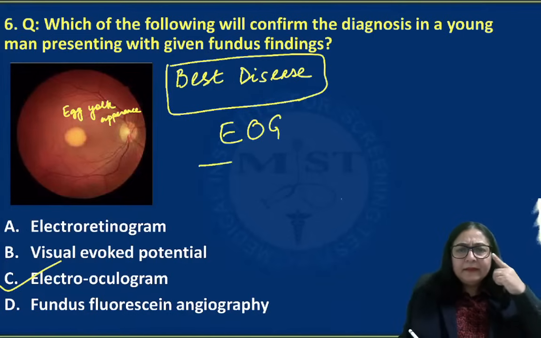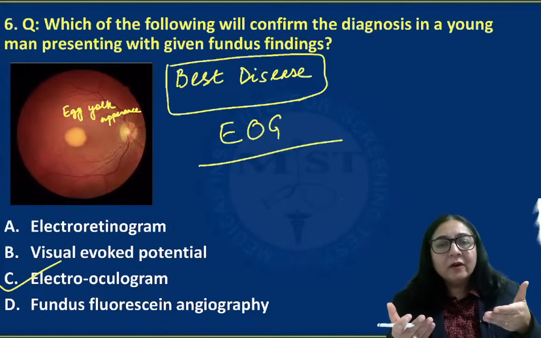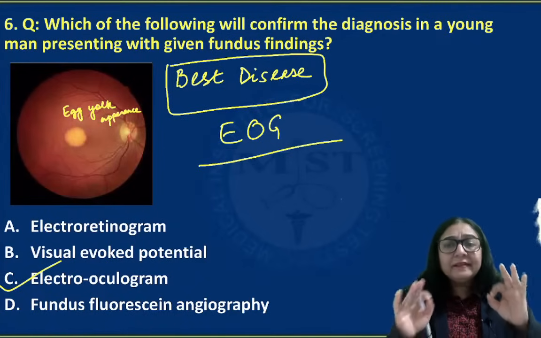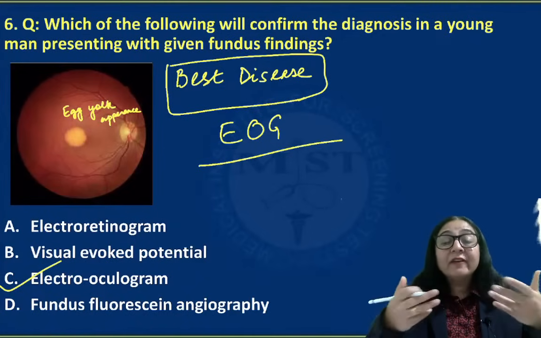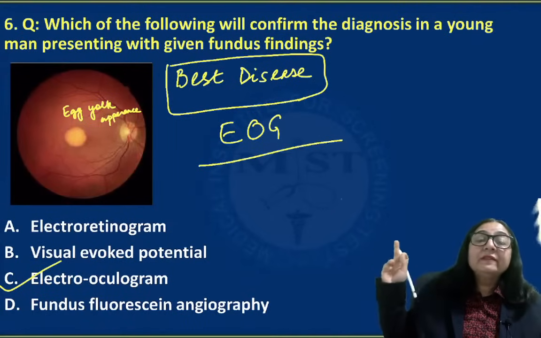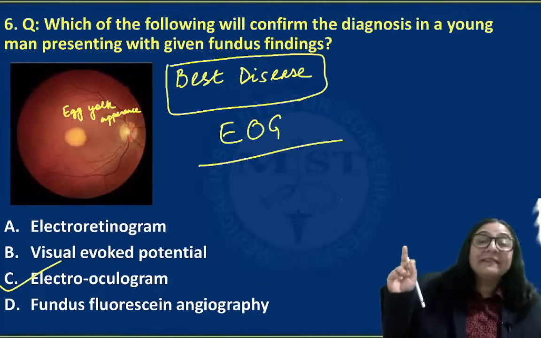EOG. Okay, it is not necessary for us to know what exactly electrooculogram is. It's an electrophysiological test which measures the sort of electrical retinal activity. EOG is the test which is confirmatory for Best disease. Okay, right? Great, very nice.